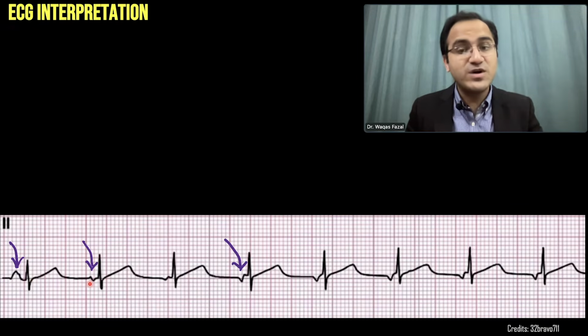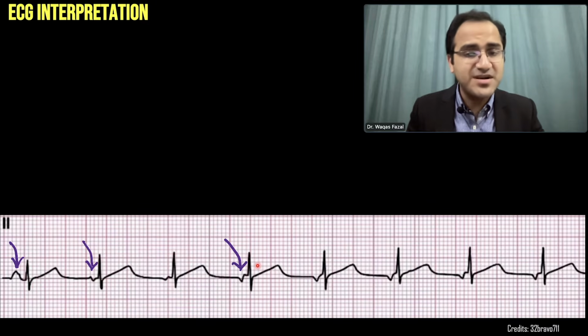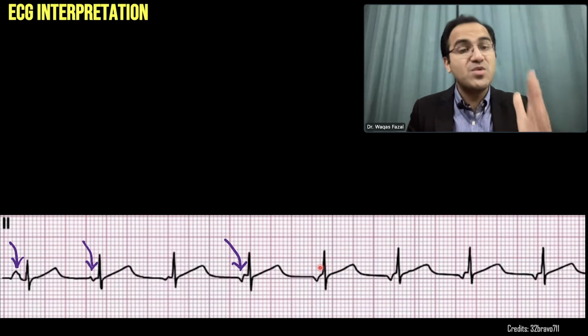Sometimes another focus depolarizes and causes depolarization of the ventricles. Now if you focus on it, you will see that the ventricles are contracting normally. The QRS complexes are normal. QRS complexes are having sharp points, they are narrow. There is no problem with the QRS complex because there is no problem with the ventricles.